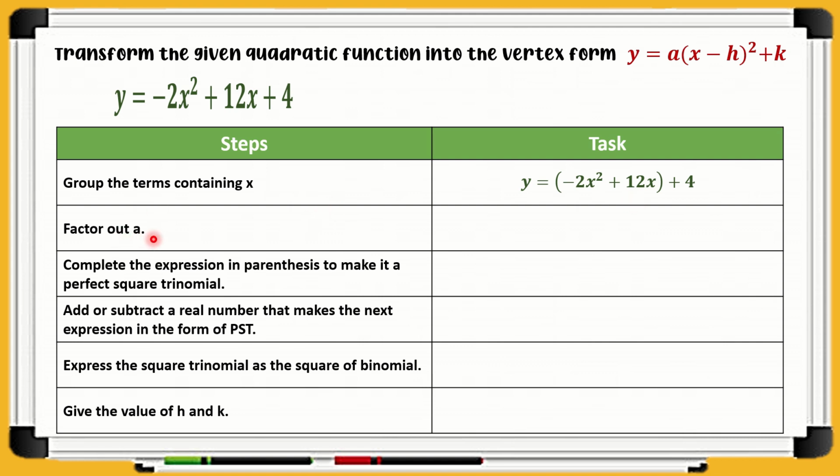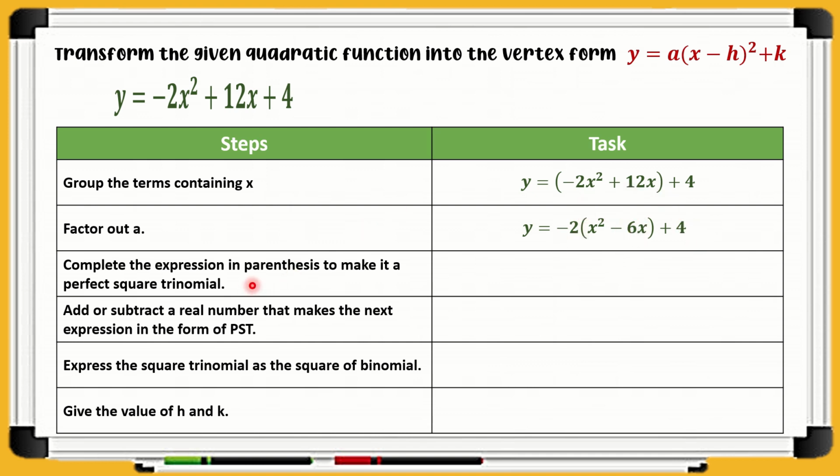Next, factor out a. We need to get the value of a here and divide it to both terms inside the parentheses. So, since we have here -2, put it outside the parentheses, then divide it one by one. -2 divided by -2 is equal to +1. Therefore, we have here invisible 1. Next, 12 divided by negative 2 becomes negative 6x plus 4. Now we are done factoring out the value of a.